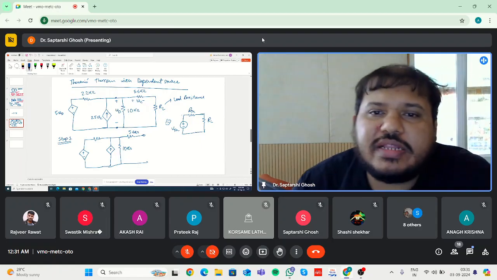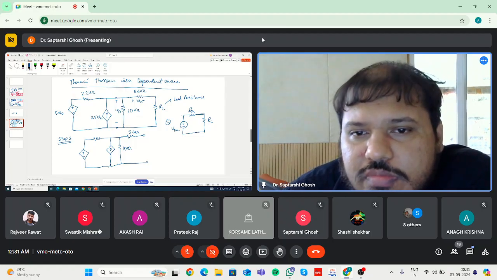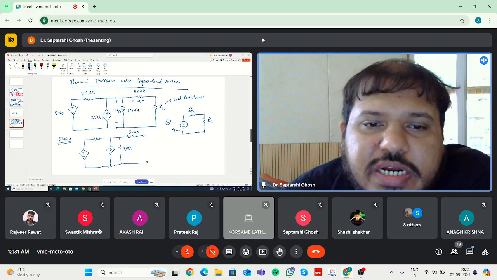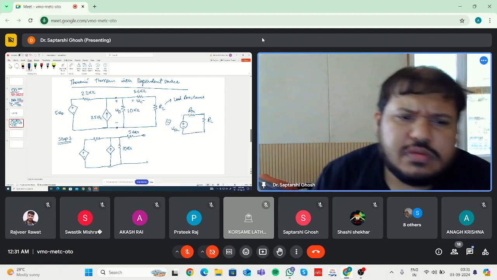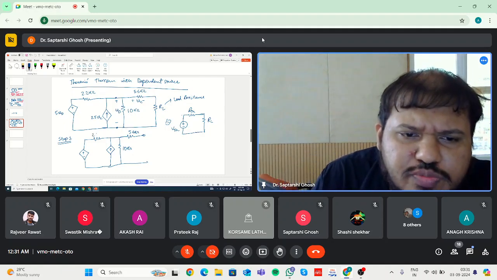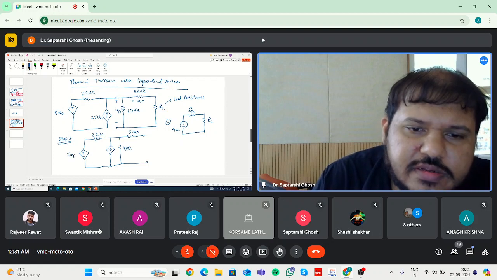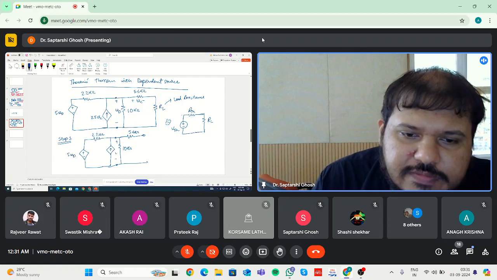Okay, and this VC is given as the voltage across this 5.6 kilo ohm. 25 times that VC will be the value of this current source. This is again 2.2 kilo ohm. This is 5 VD, where VD is nothing but this, plus minus VD.